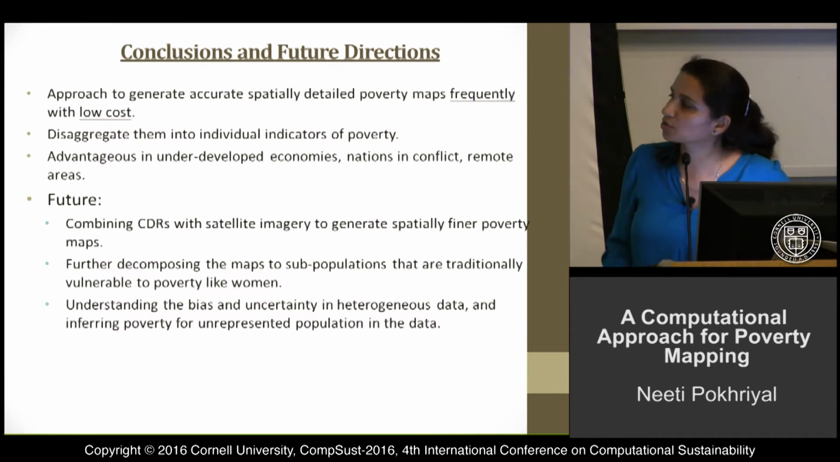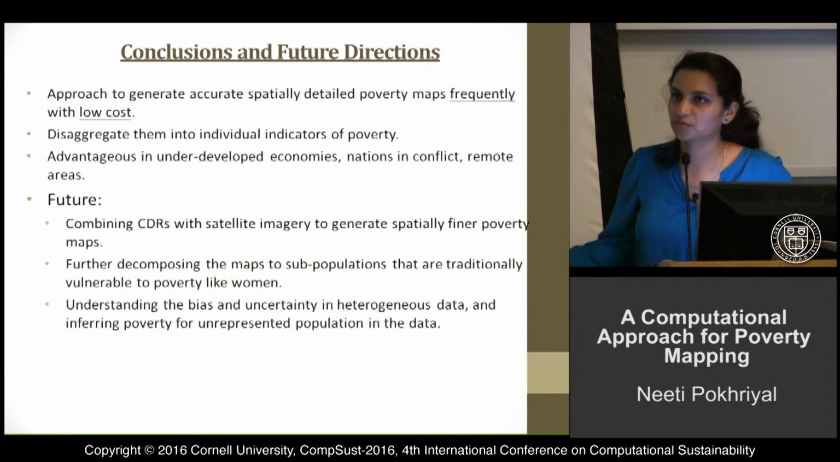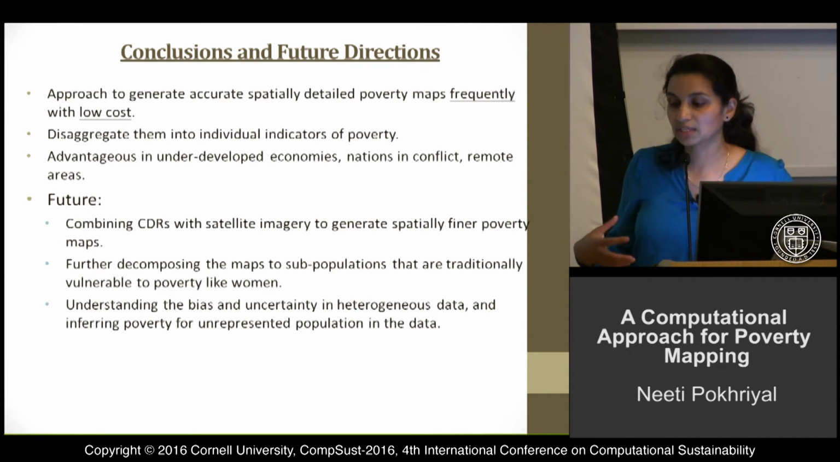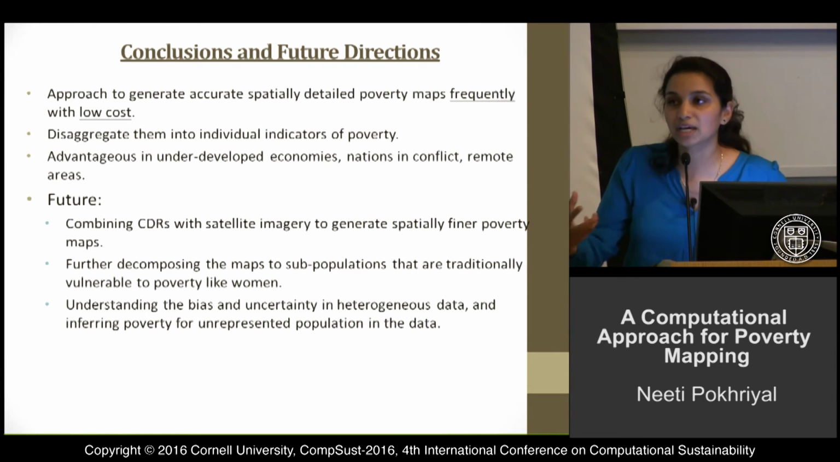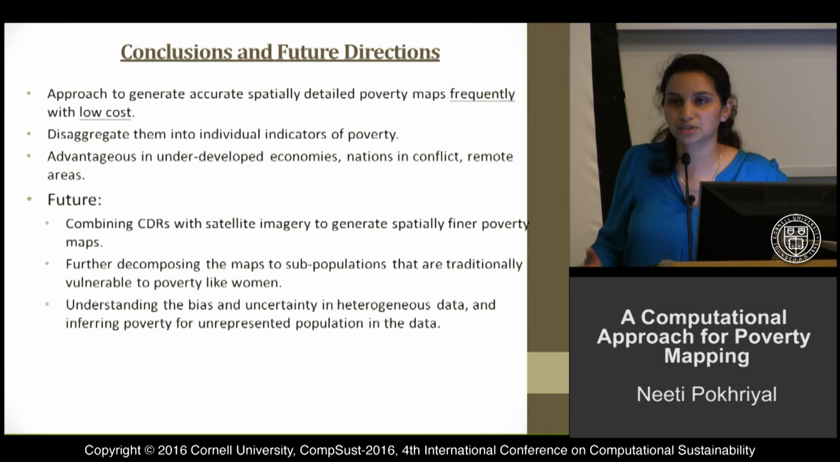In future, I am working to combine this with other heterogeneous sources of data like remote sensing and satellite imagery to generate further maps. Also, it is interesting to study how we can decompose it to subpopulations which are traditionally vulnerable to poverty, like women and children. And I am also looking into understanding the bias and uncertainty in different heterogeneous sources of data. And can we infer poverty for the population that is not represented in the data?